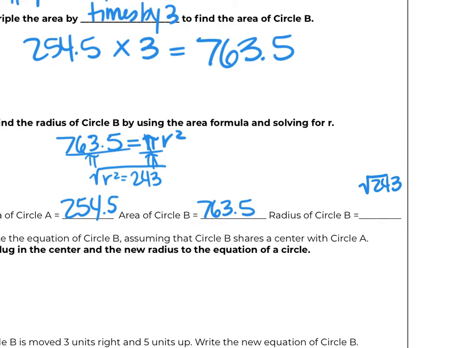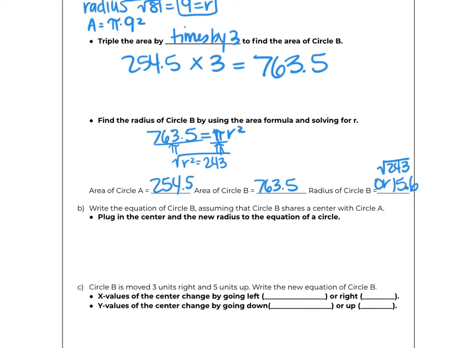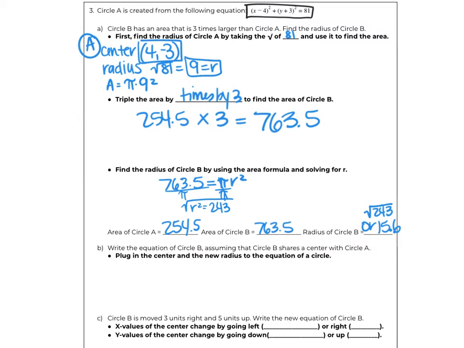15.6. I'm going to write both answers here. I'm going to say the square root of 243 or 15.6. So that's the toughest part. Any questions there? Because I know the math part isn't hard, it's just where is everything coming from? So questions?